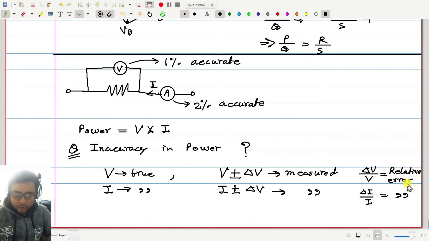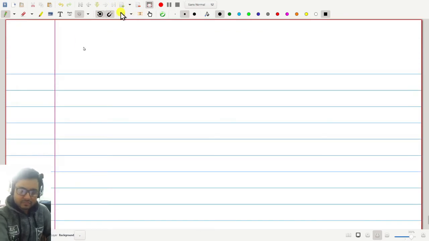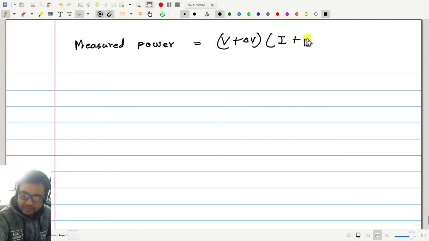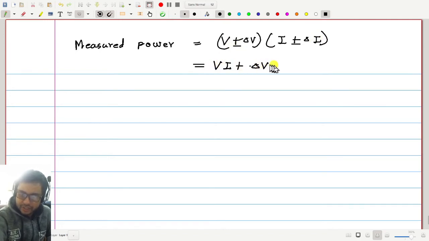Now my measured power will be the product of the voltmeter reading and the ammeter reading. We will assume these errors are small, that is expected normally. So measured power will then be VI plus delta V I plus delta I V plus delta V delta I.